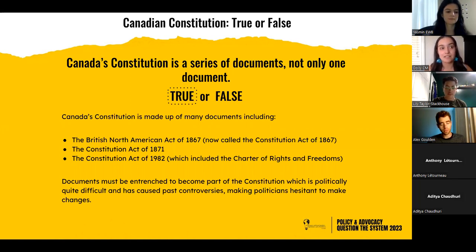I believe the last change was in 1982, but to do it, you need the agreement of provincial governments representing 70% of the population. That means the premiers of at least 6 out of 10 provinces, enough provinces that constitute 70% of the population, actually have to agree to this. So that's why it's so hard to do.